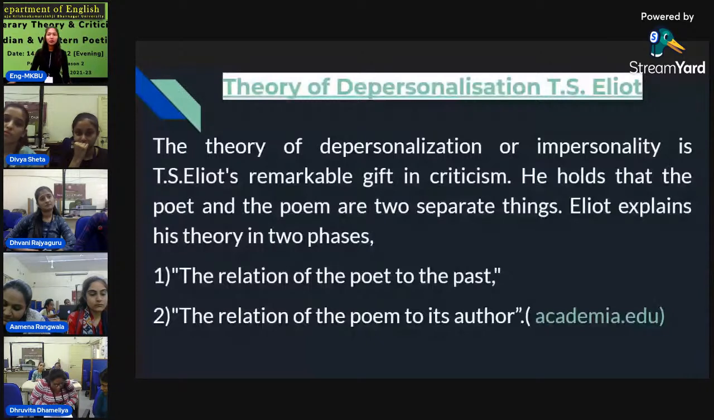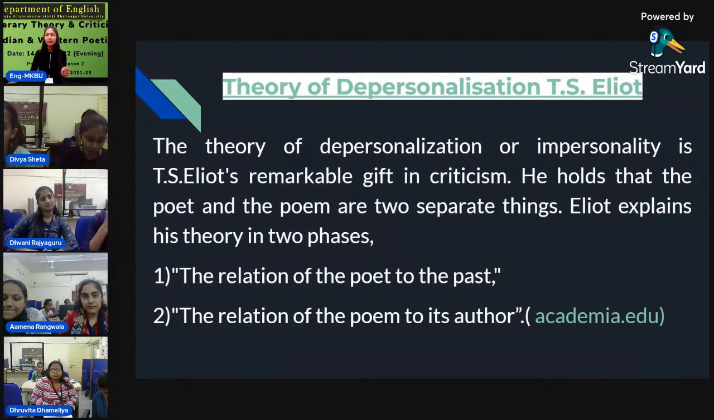Theory of depersonalization. T.S. Eliot talks about three things in his essay. First, about poetry and the relation of the poet. Second, the theory of depersonalization. And third, why he wrote this essay. In the theory of depersonalization, he says the poet should remain aloof from the poetry. He or she should not share his personal view in the work, whatever they write.